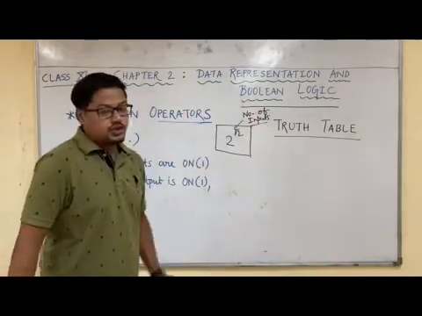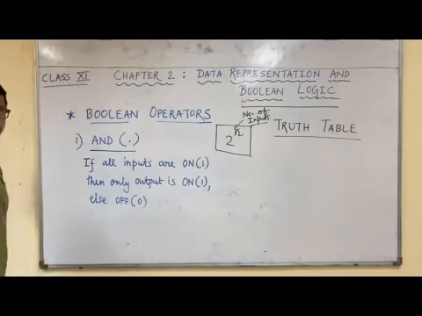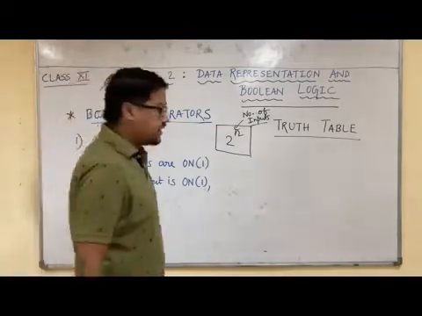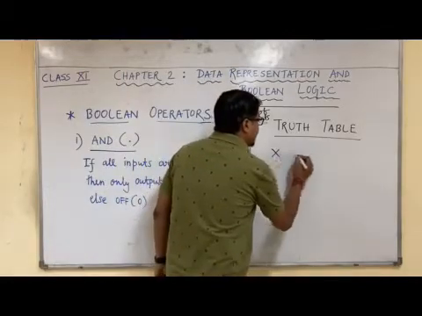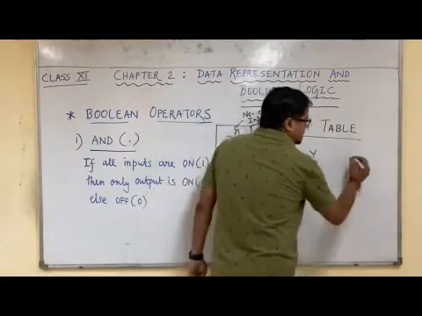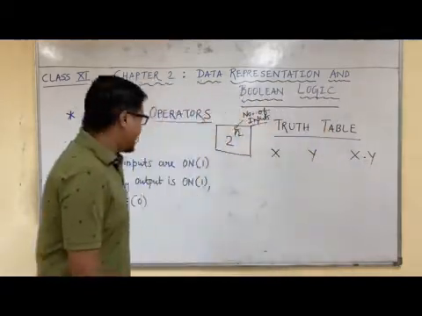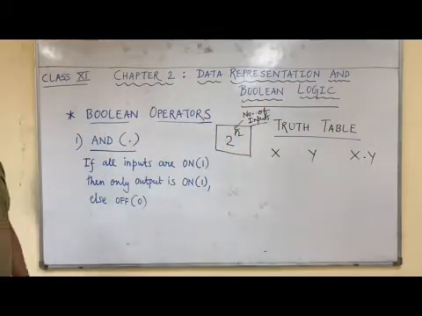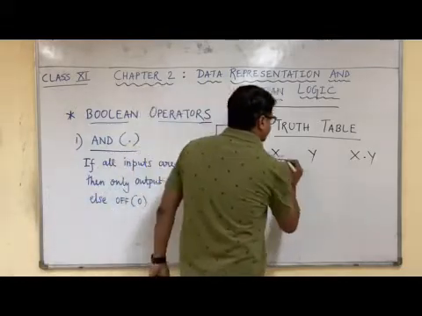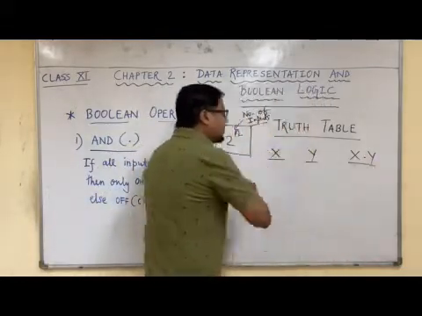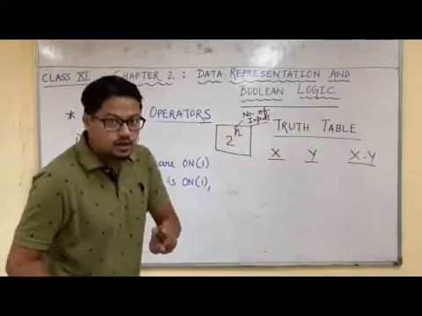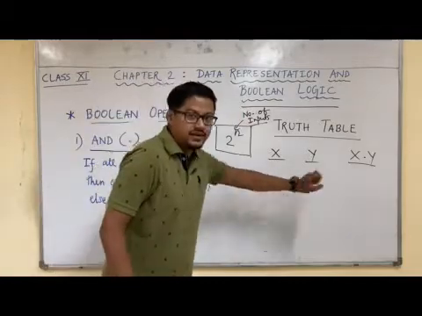Let me draw a truth table for AND operator with input of 2 variables. Suppose those variables are X and Y. What is my output? My output is going to be X dot Y, X and Y, because I am dealing with AND operator. So pay attention. How many inputs are there, students? 2. X and Y.